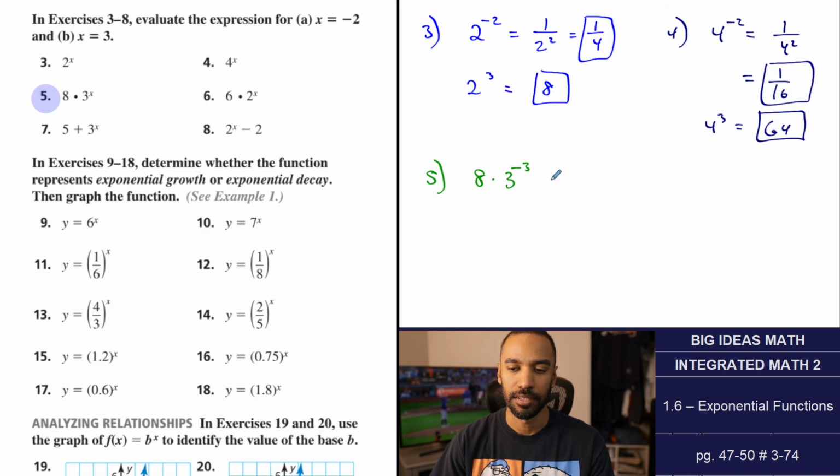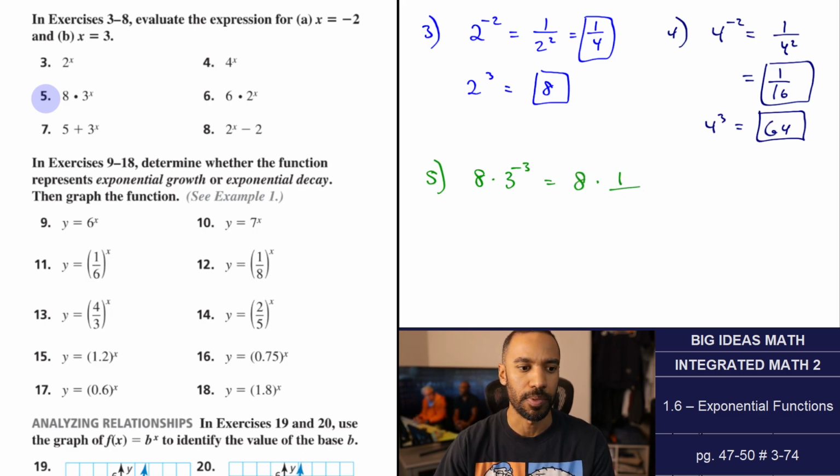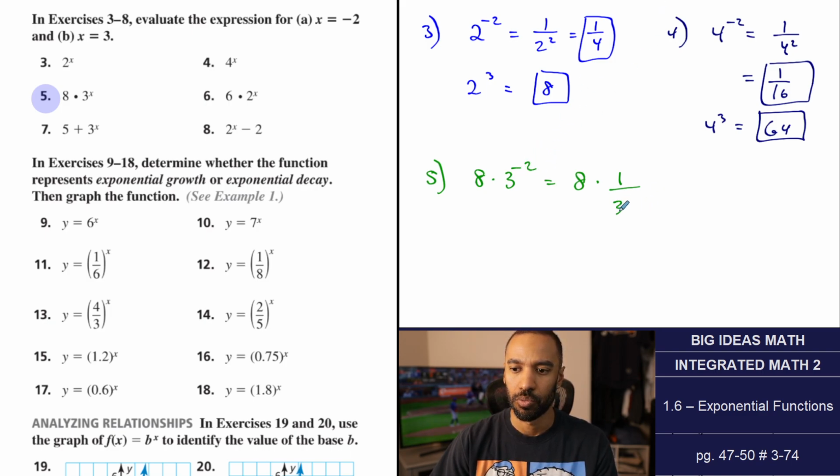In that same vein, as far as order of operations goes, the 8 doesn't go down with the 3, to the -2nd power. The 8 doesn't go down with this as well. It's just the 3 that goes down there. So this becomes 8 times 1/9, or 8/9.